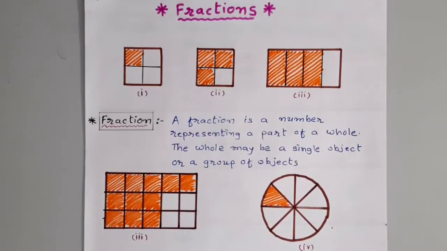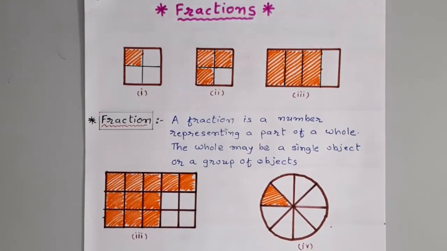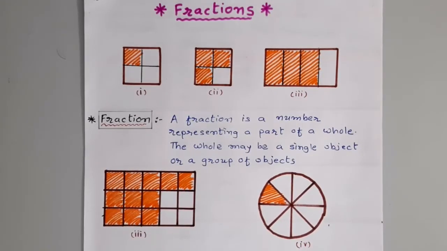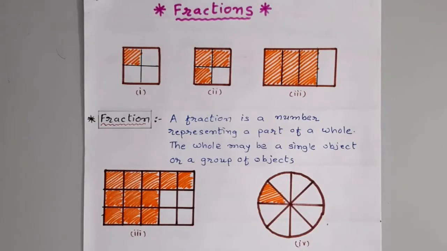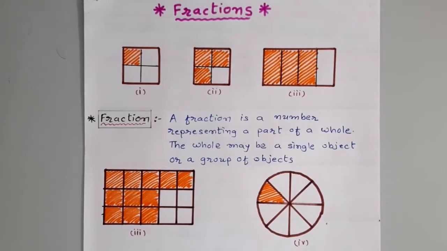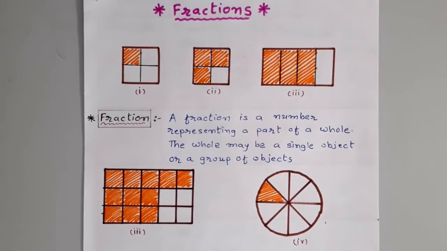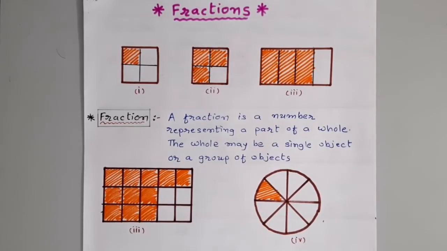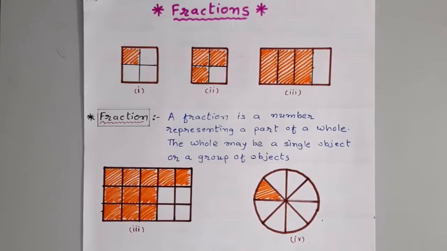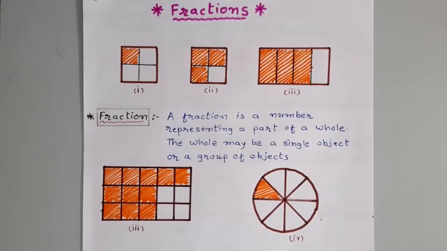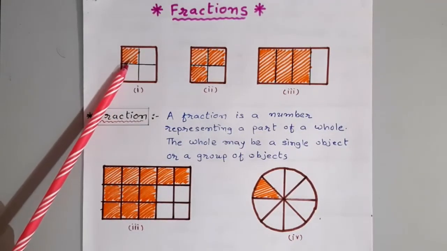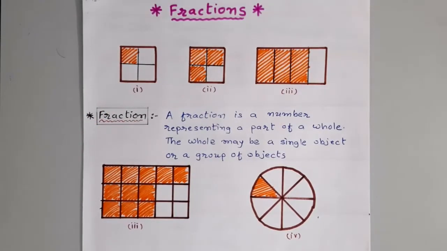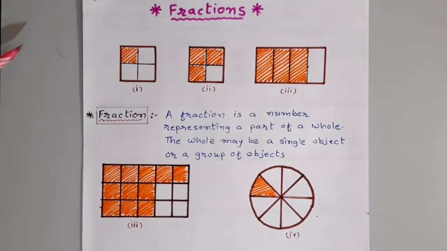Now let's study about the fraction. Friends, to understand the topic of fraction, let's do some activity. Take a rectangular piece of paper, divide it into 4 equal parts by folding it horizontally and vertically as well. Shade one of the 4 parts as shown in the figure. You can see that I shaded this part. The shaded part represents 1/4 of the whole piece.